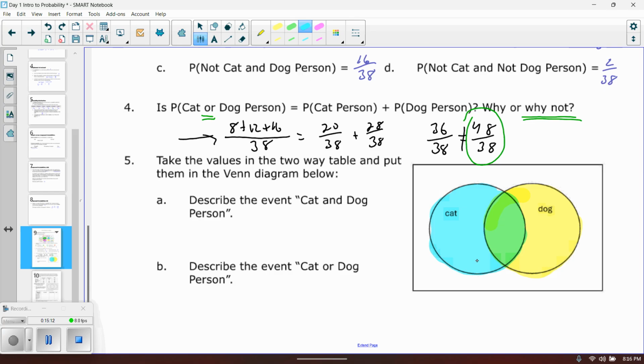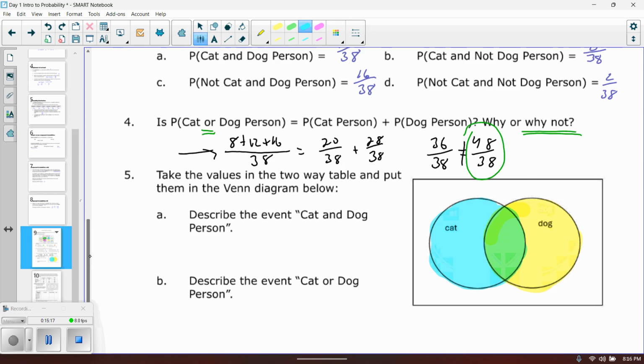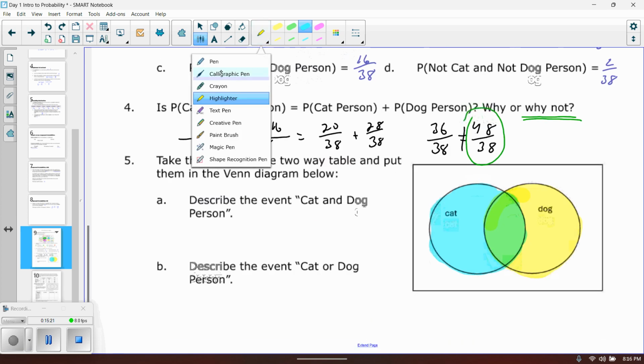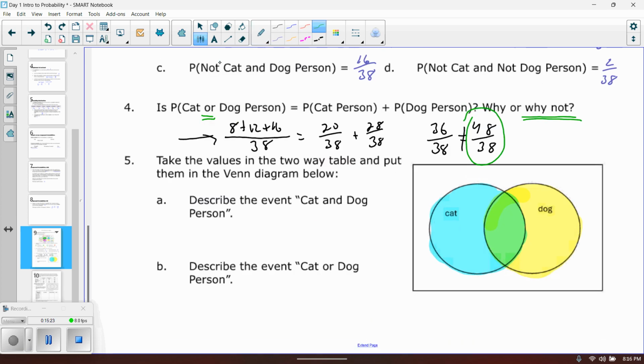So we can kind of fill in the numbers based upon what we had above. The people that liked both cats and dogs, there were 12 of. So we're going to fill in this middle part right here. Let me go with black. There were 12 people that liked both cats and dogs, or owned both cats and dogs.